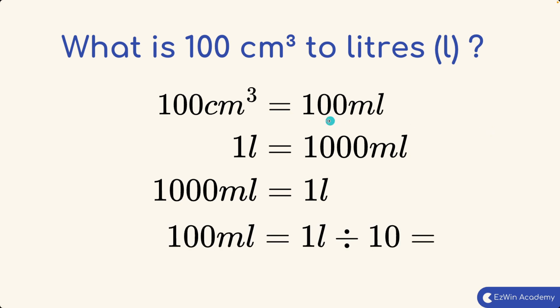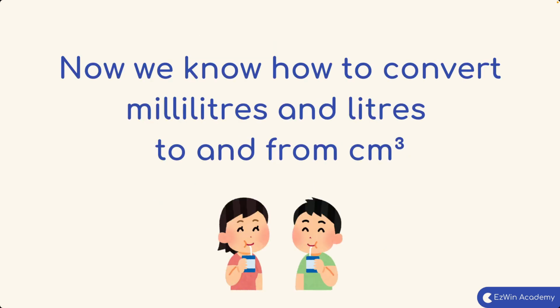If we were to convert 100 milliliters, we actually divide it by 10. Since we do that on the milliliter side, we also have to do it on the 1 liter side. So if you have 1 liter divided by 10, or 1 divided by 10, I think you probably know the answer, which is 0.1 liter. Okay, so now we have a recap of how to convert milliliters and liters to and from centimeters cubed.